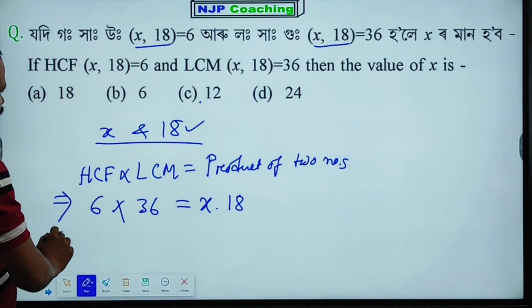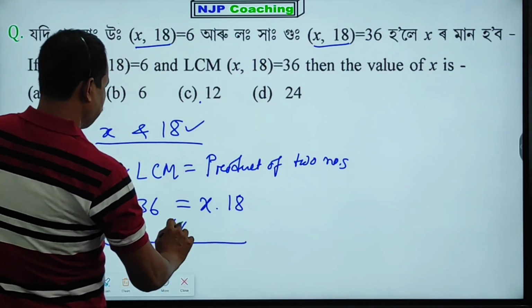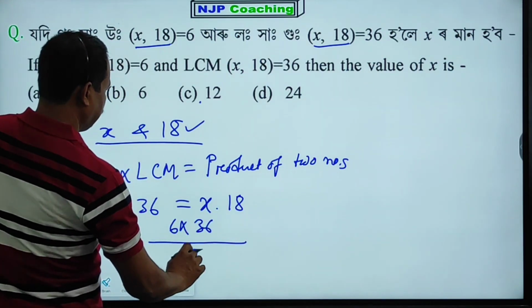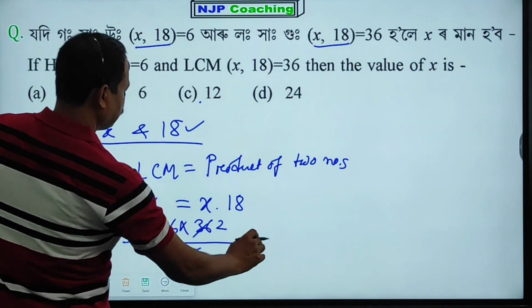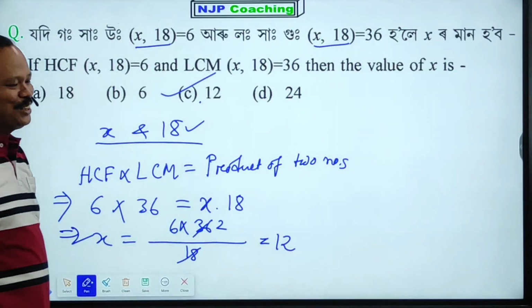So x into 18. So what is x? x equals 6 into 36 by 18. 18 twos are 36, 6 twos are 12. So what is the answer? Actually, my assumption was correct.